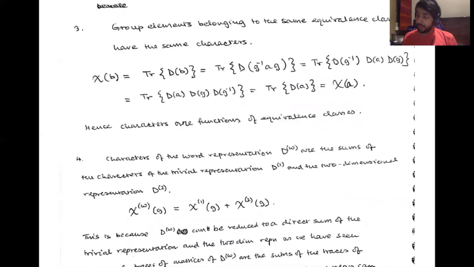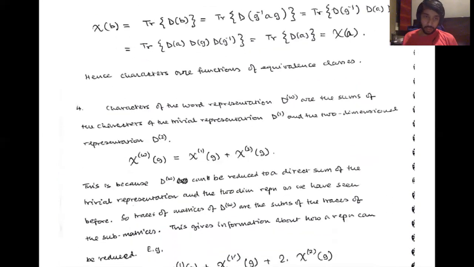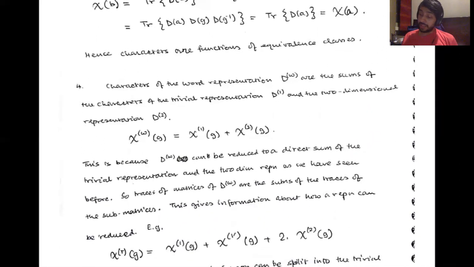The characters of the W representation are the sum of the characters of the trivial representation D1 and the two-dimensional representation D2. So chi of W is equal to chi1 of g plus chi2 of g. This is because D of W, as we have seen before, can be reduced to a direct sum of the trivial representation and the two-dimensional representation. So the traces of the matrices are the sums of the traces of the sub-matrices. This gives us an idea of how a representation can be reduced.